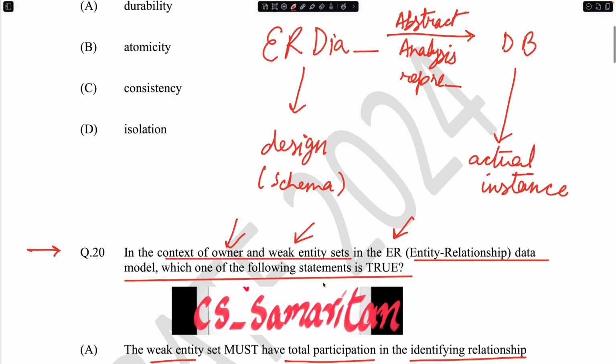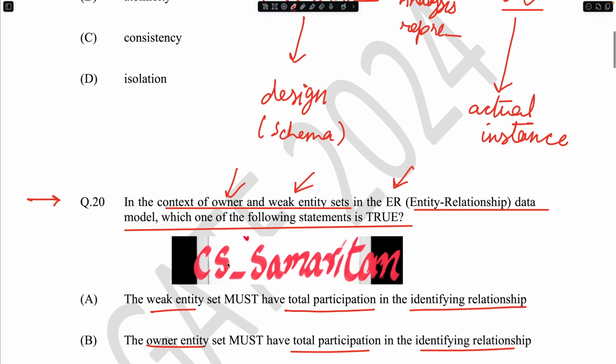But because they are referencing owner and weak entity sets, this is concerned with the database part, through reference of the ER diagram. So the point that I'm trying to make is that owner entity sets, weak entity sets and total participation in identifying relationships, these concepts exist even without the ER diagram and are database concepts which are represented in your ER model. That part, I do hope, is very clear.